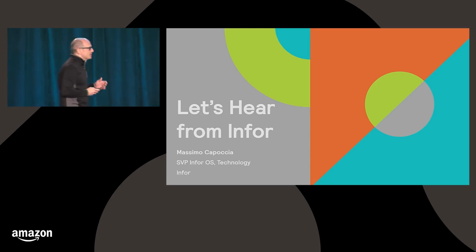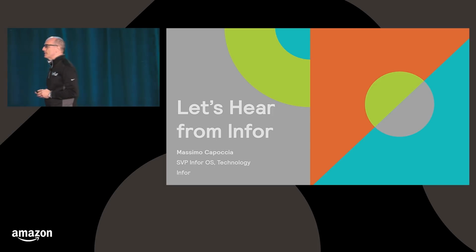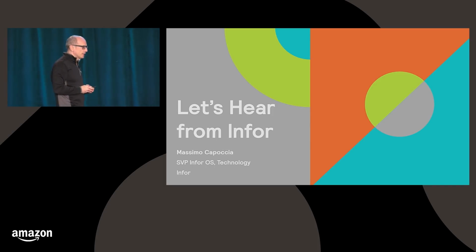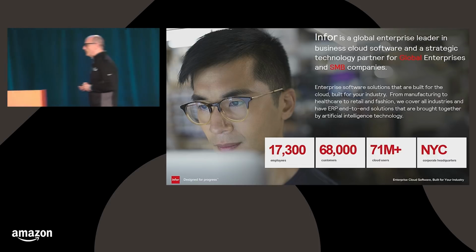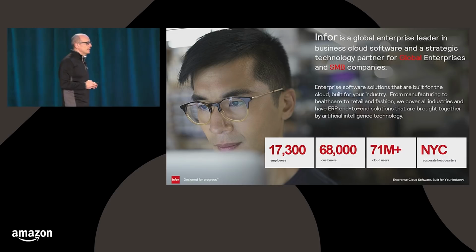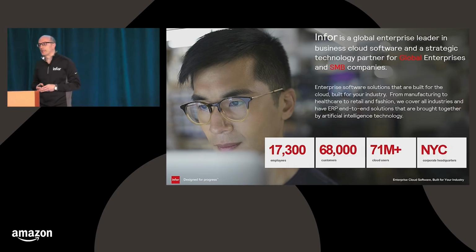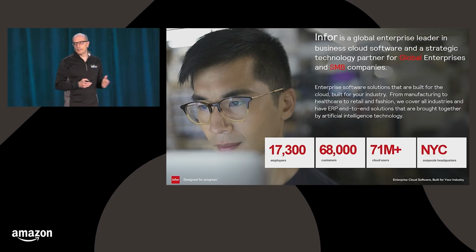Okay, my name is Massimo Capoccia, and I'm responsible at Infor for the initiative Infor OS. Before we go to learn about how we use SageMaker, I want to introduce you to Infor. You maybe don't know Infor. We are the third largest business software vendor. We deliver business software, ERP, CRM in different industries, healthcare, manufacturing, public sector, and so on. We are in New York, but we are a global company.